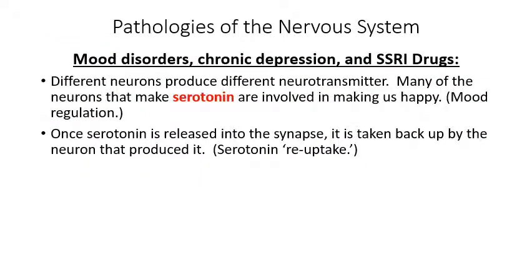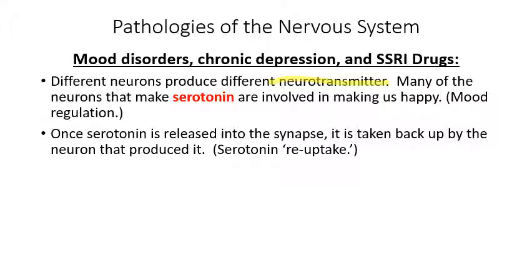All right, so let's start by looking at mood disorders and SSRI drugs. Okay, so I mentioned the fact that serotonin is one of the neurotransmitters, right? So there are several of them. But it just so happens that many of the neurons in our brain that are responsible for happy moods use serotonin as their neurotransmitter. So serotonin is used by many different types of neurons in the brain, but many of those neurons are responsible for making us feel happy.